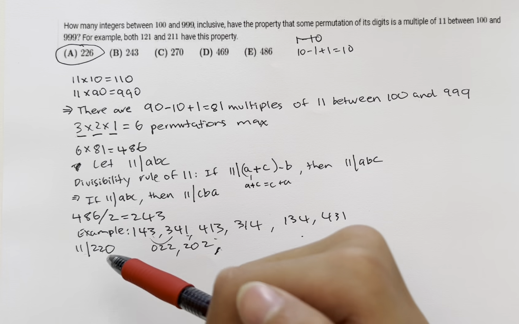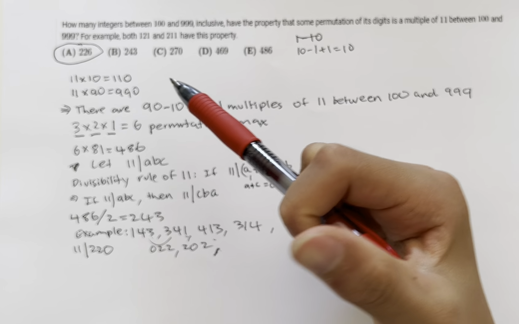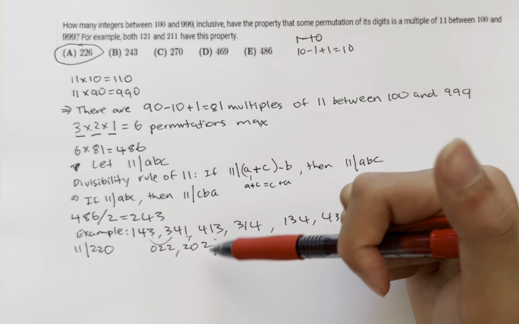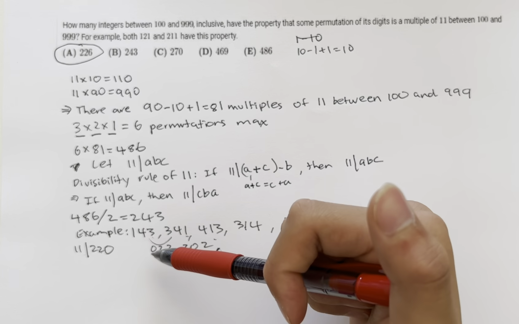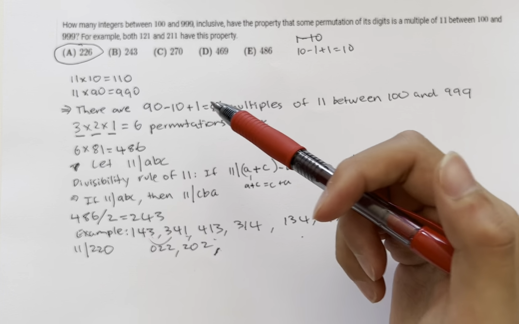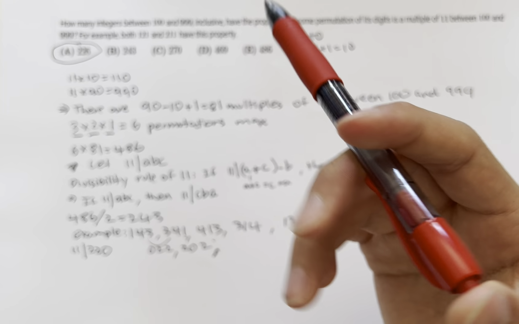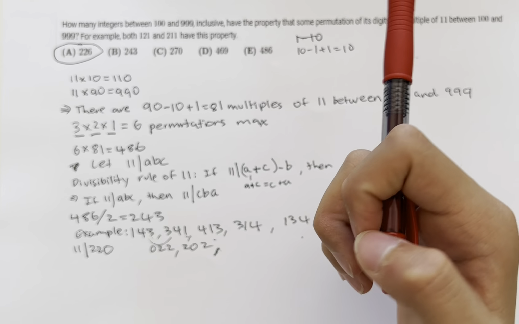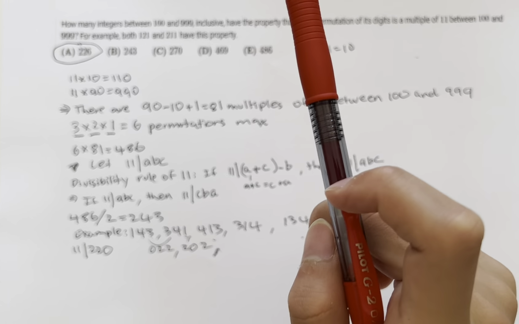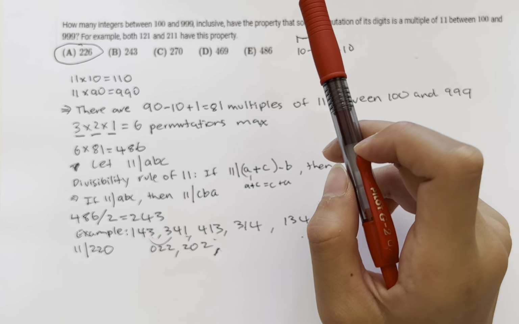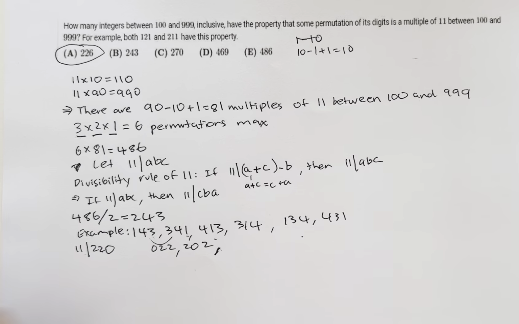But as shown in the other example, the permutations of 220 are 022 and 202, which are distinct permutations. But 022 is not possible because it's only a 2-digit number, since the hundredth digit is 0. So the total number of integers will be even less than 243. Now we can just see that in the answer choices, there's only one answer choice less than 243. That's 226, so we don't even need to calculate the exact number. That's how you solve this problem. Thank you for watching.